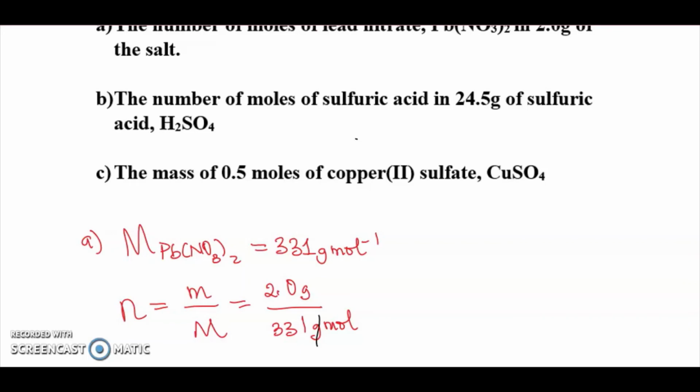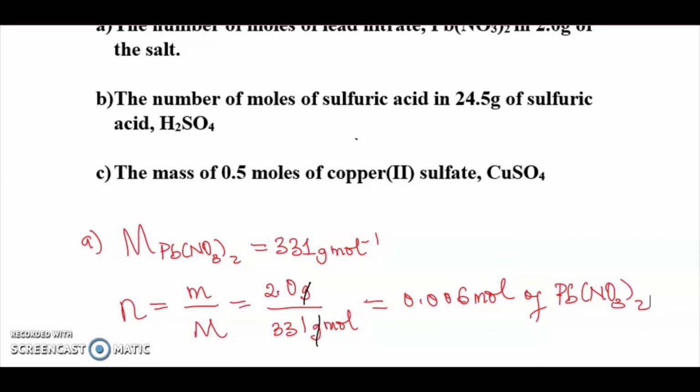So, what do we observe here? Gram cancels gram. We are left with mole. That's why the answer will be expressed in mole. So we now have, based on this, 0.006 moles of lead nitrate. Okay, so did you get it right? Let's move to the next.